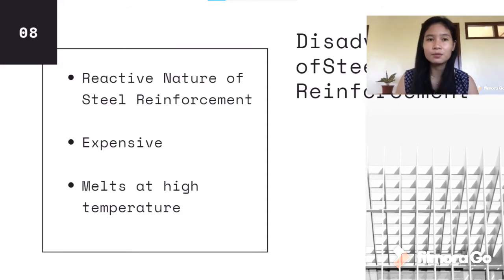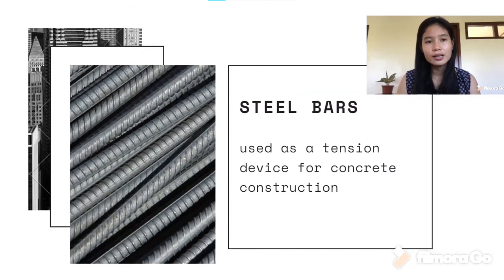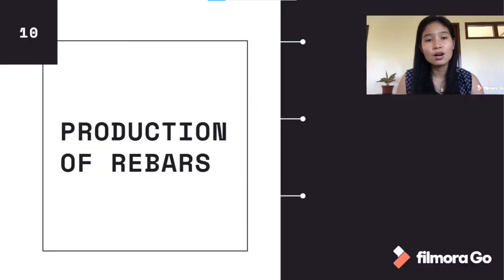So now let us proceed to steel bars. Steel bars are used as a tension device for concrete construction, since concrete is known to be strong under compression, yet weak in its tensile strength. Lastly, we have the production of rebars. I will be presenting to you how rebars are produced.